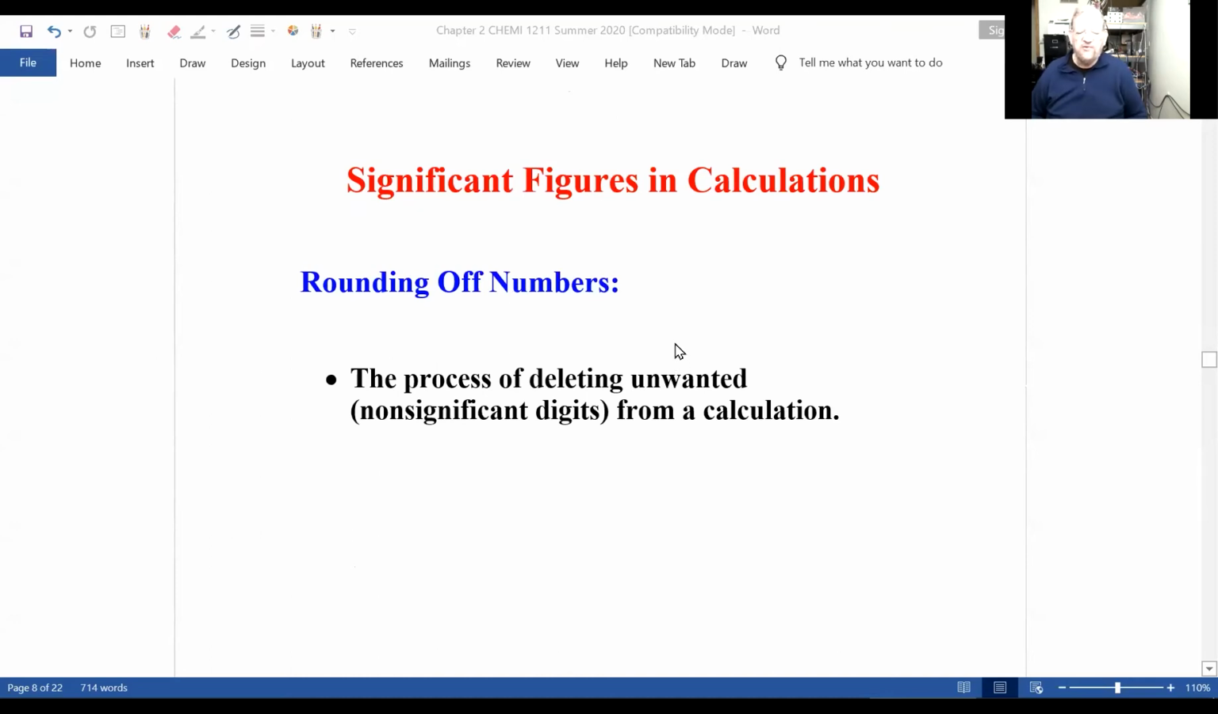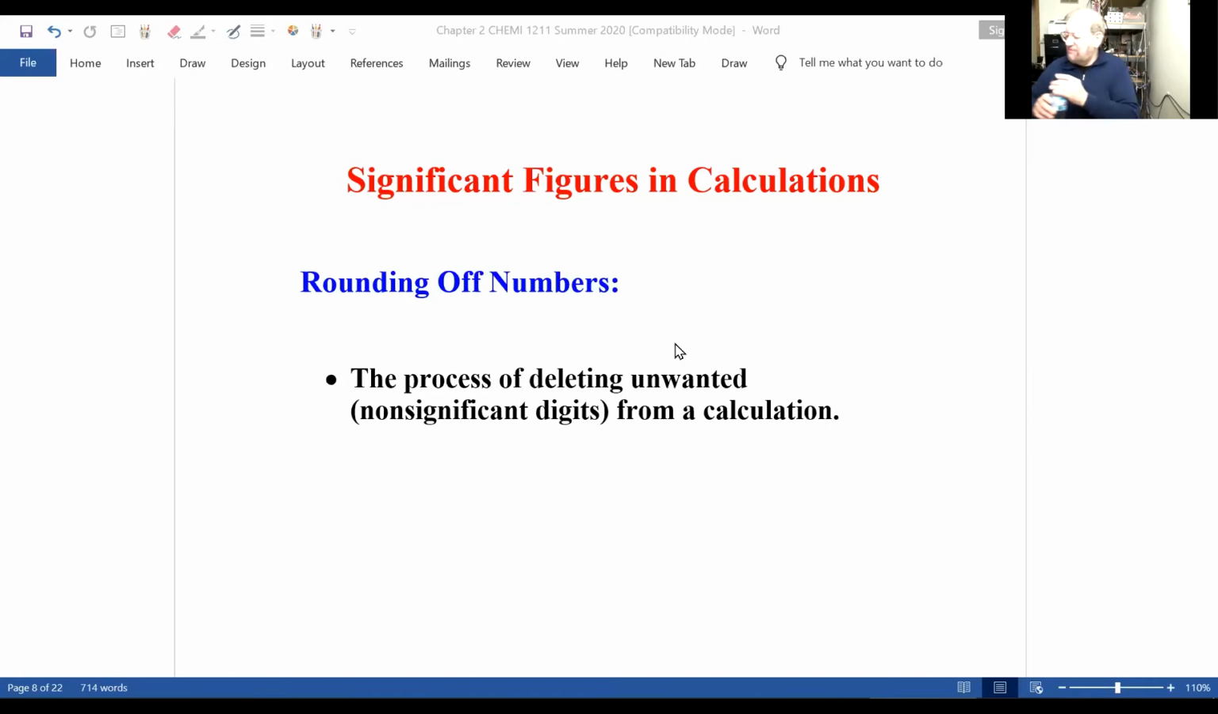Now, when you use significant figures in calculations, and I'm talking about multiplication, division, which you'll do in my class, addition, which you'll do in my class. I don't think we do any subtraction, but also subtraction. There's certain rules, but before we learn those rules, you have to learn how to round off numbers.